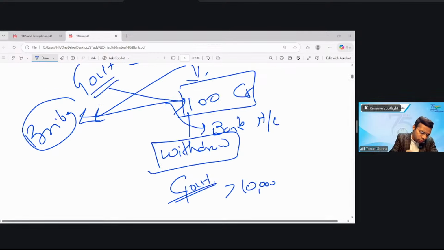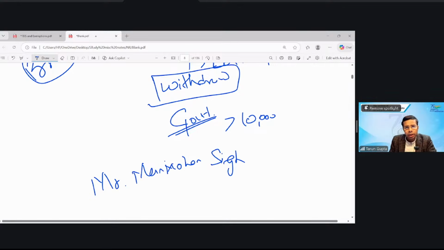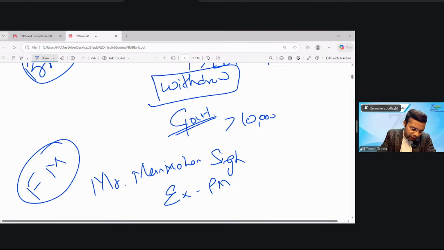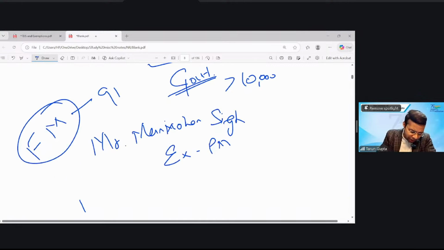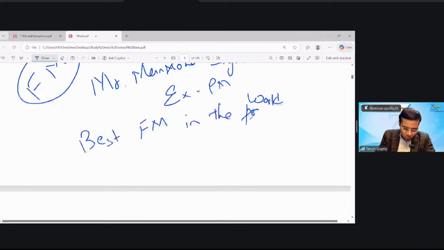You know, Mr. Manmohan Singh, ex-Prime Minister of India, but before that he was our Finance Minister as well. I think in year 91. And that year, 91 or 92, he was awarded as the best FM in the world. You know why? For a single provision in the act.